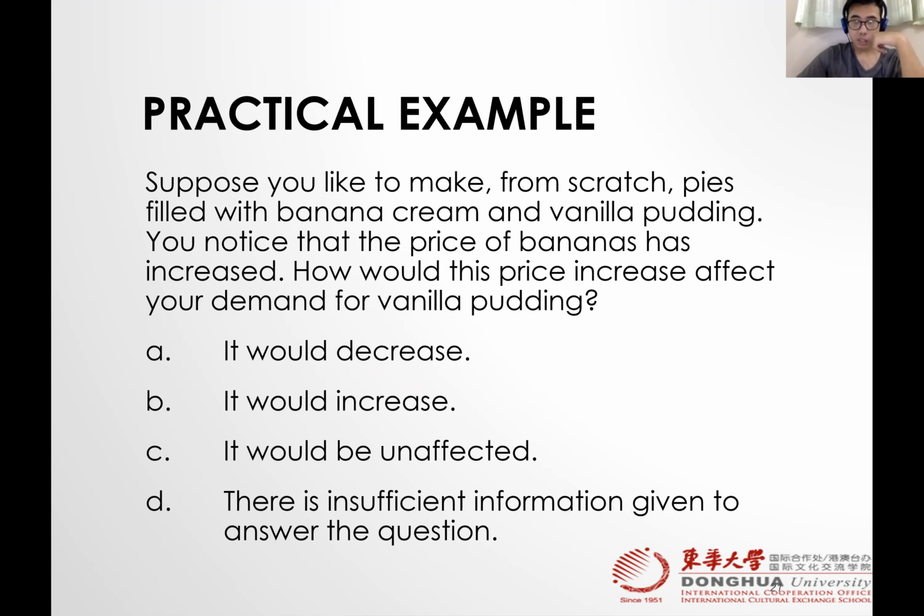Paranan and PD, think about that. What are you making? Vanilla pudding, banana cream, or pies? You are making pies, right? So now making pies would be more costlier for you or less costlier for you? Paranan. Less cost, I think. How?